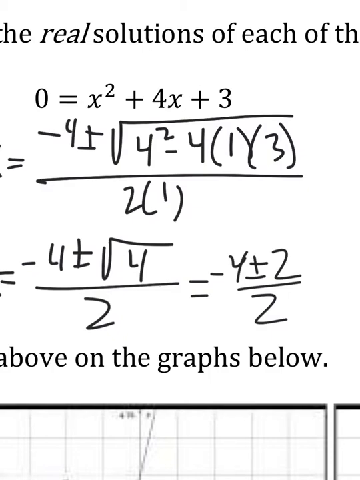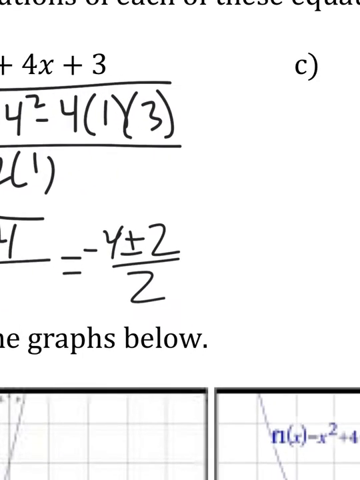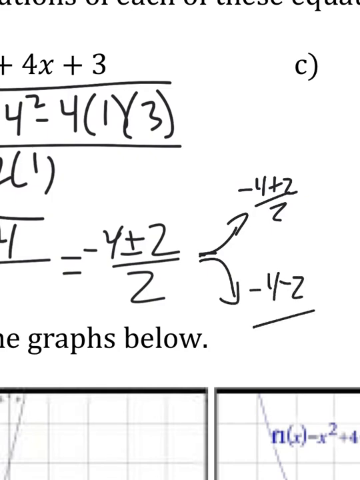Okay. So negative 4 plus 2 is 6. No, it's not. That's negative 4 plus 2. So we've got to go 2 different ways here. Negative 4 plus 2 over 2, and negative 4 minus 2 over 2.